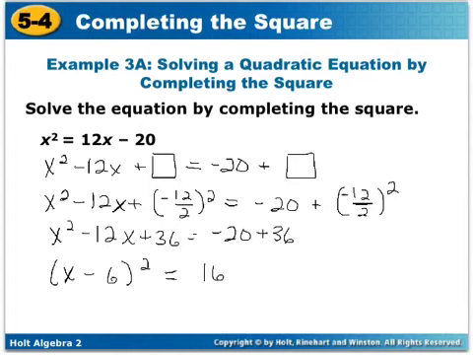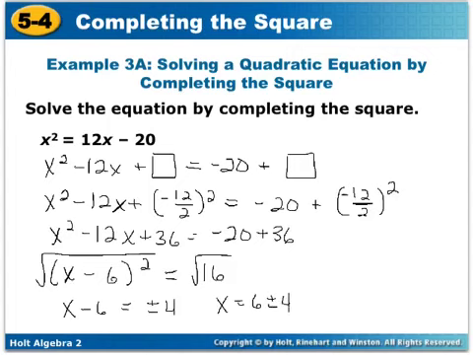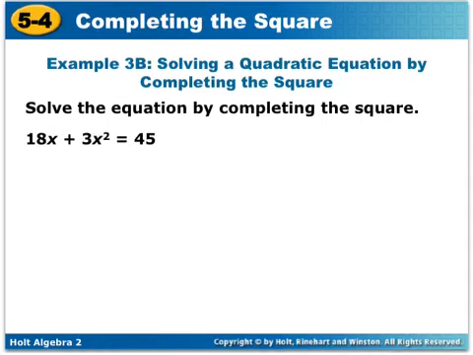Negative 20 plus 36, square root of both sides. X minus 6 equals plus or minus 4. X equals 6 plus or minus 4. X equals 10 and 2. We have an answer. Okay, let's try another one. This will get easier as we practice, I promise.